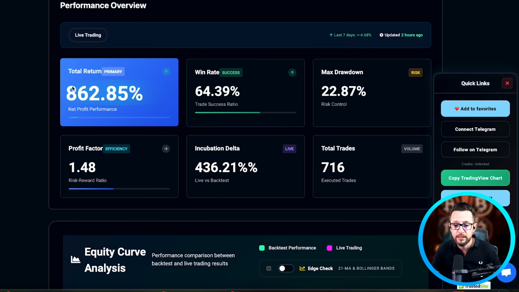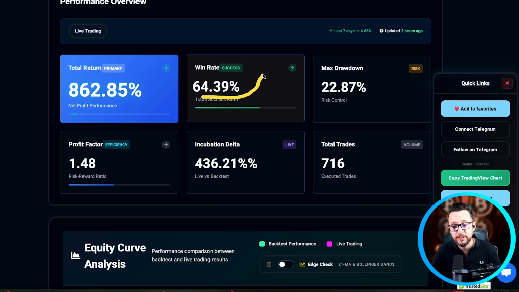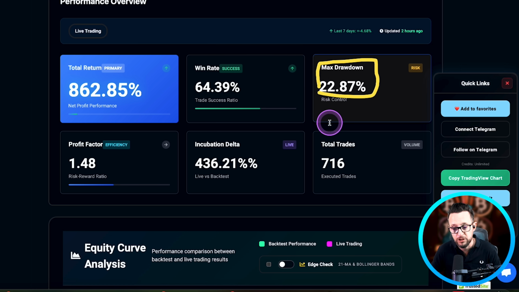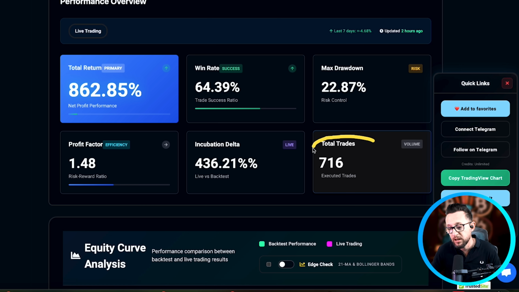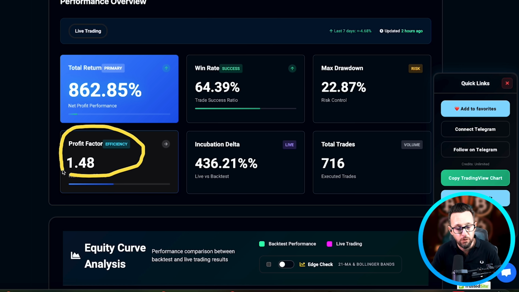Now, on the 50-minute time frame, this trading strategy returned 862%. On backtesting, it had a 64% win rate and had a max drawdown of 22%, which isn't bad. We had 716 closed trades and a profit factor of 1.48.